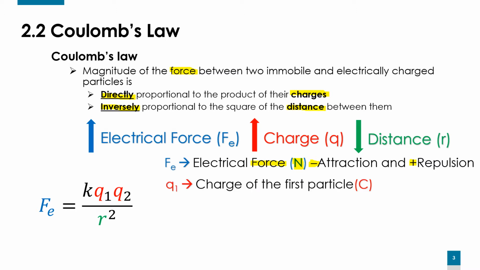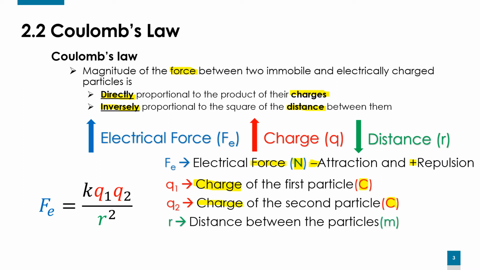Now, q1 is just the charge of the first particle. If I'm talking about charge, how do I measure charge? I measure it in Coulombs. We talked about this in the previous video. So charge, we measure in Coulombs. q2 is the same. So charge again, I also measure in Coulombs. r is the distance, and the unit that we are going to use here is meters. Okay, so if it's not in meters, we need to convert.